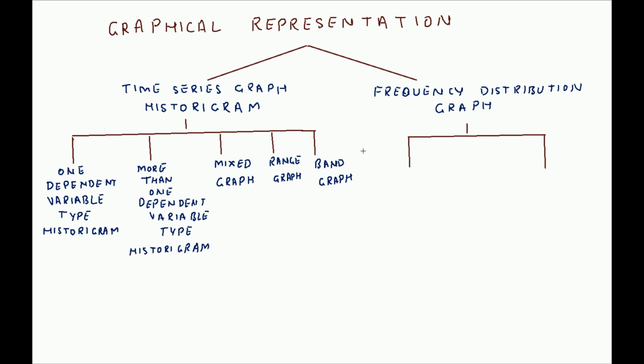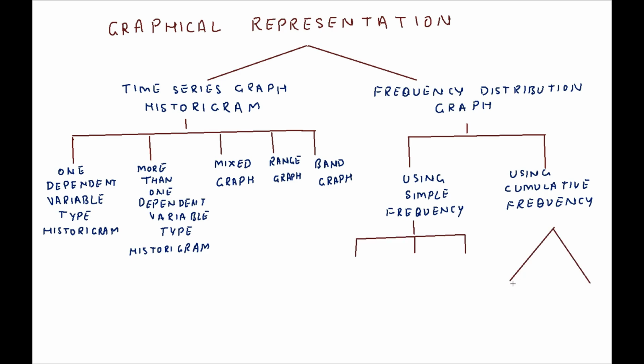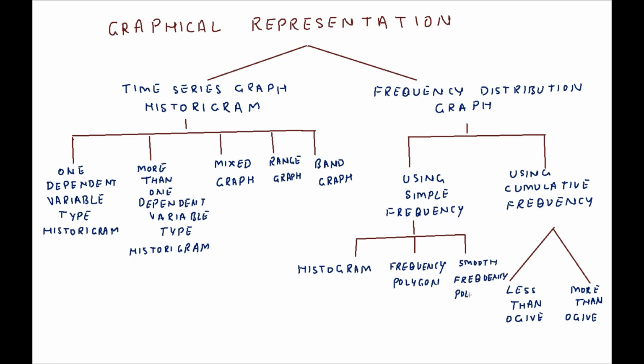Now coming to the second type, frequency distribution graph, they are divided into 2 types: the graphs that use simple frequency and those graphs that use cumulative frequency. Now ogives come under cumulative frequency, and ogive itself can be plotted two ways. One is called less than ogive, other is called more than ogive. And under simple frequency we have 3 types of graphs. First is histogram. Then frequency polygon, and third one is smooth frequency polygon. Now smooth frequency polygon is also known as frequency curve.